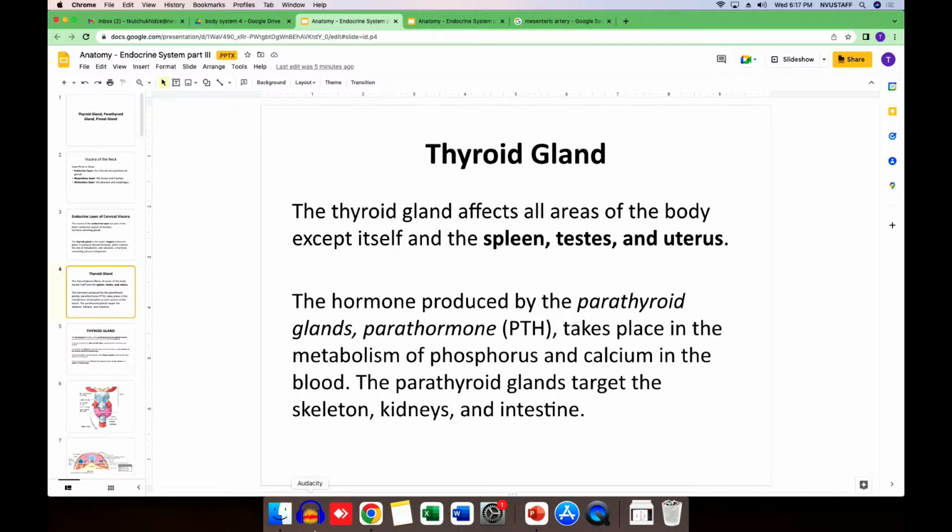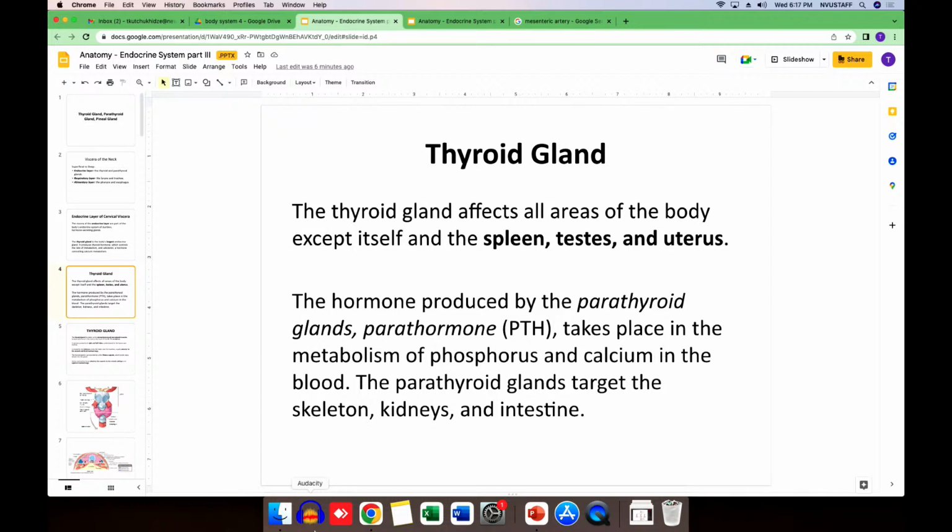Also, I already mentioned that the parathyroid gland produces PTH, parathyroid hormone, and it takes part in controlling the metabolism of phosphorus and calcium in the blood. So whenever we talk about the metabolism of calcium, mostly we talk first about the parathyroid gland, PTH, and then the thyroid gland calcitonin, okay? And regarding metabolism in general, we talk first about the thyroid gland and after that the parathyroid gland. The parathyroid gland's main targets are our skeleton, our kidneys, and intestines.